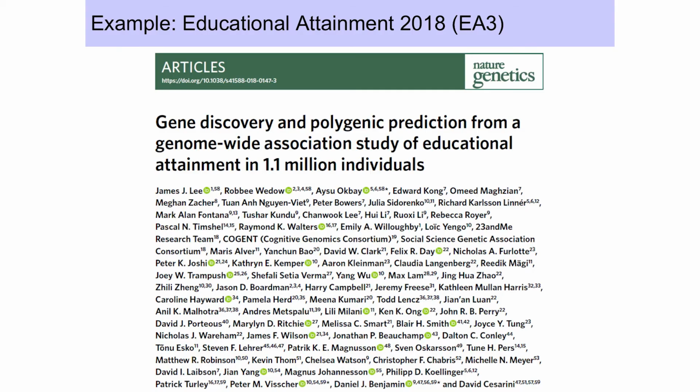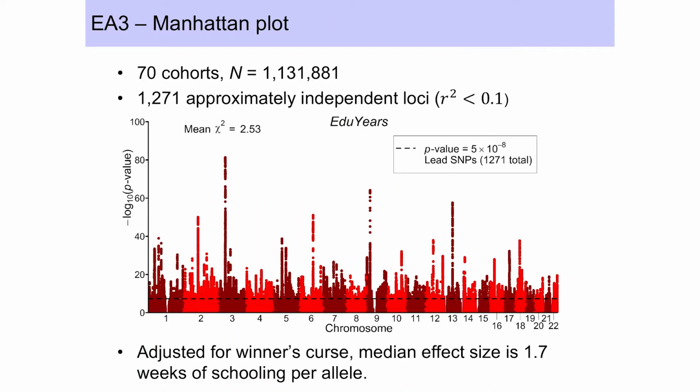Okay. So the latest version of this just came out a few weeks ago. So we went from 2016, 300,000 people, to actually 1.1 million people just 2 years later. Now, this came out in Nature Genetics, we literally have 1,271 independent genome-wide significant associations. So that's our Manhattan plot.